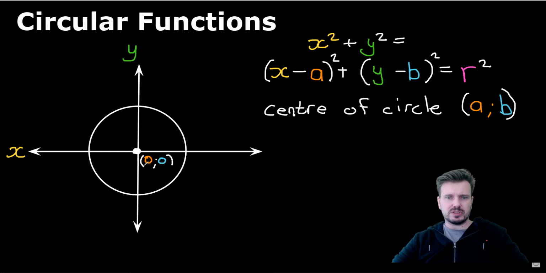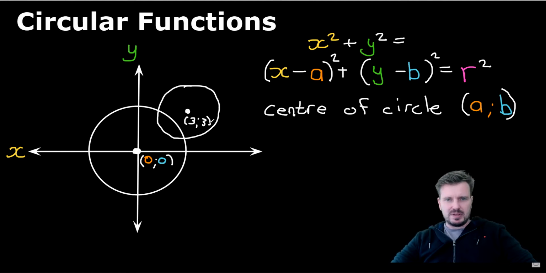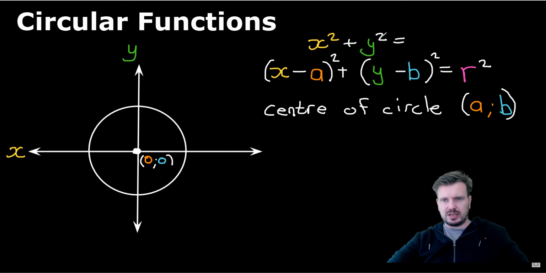But if I was to do a center of a circle over here, this would have a different a or b, right? So say this was 3 and 3, the center of the circle. Then my a is 3 and my b is 3, and so when I draw out my function, I would have different values. But for now, let's just do the basic one where my center of the circle is 0, 0. And so I would just have x squared plus y squared equals.